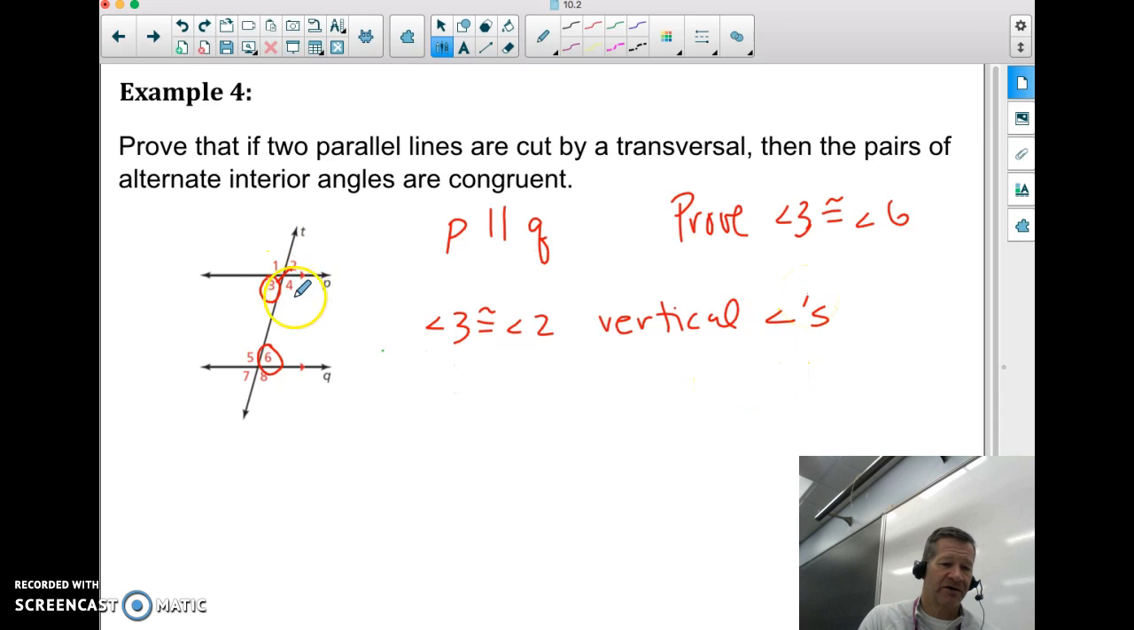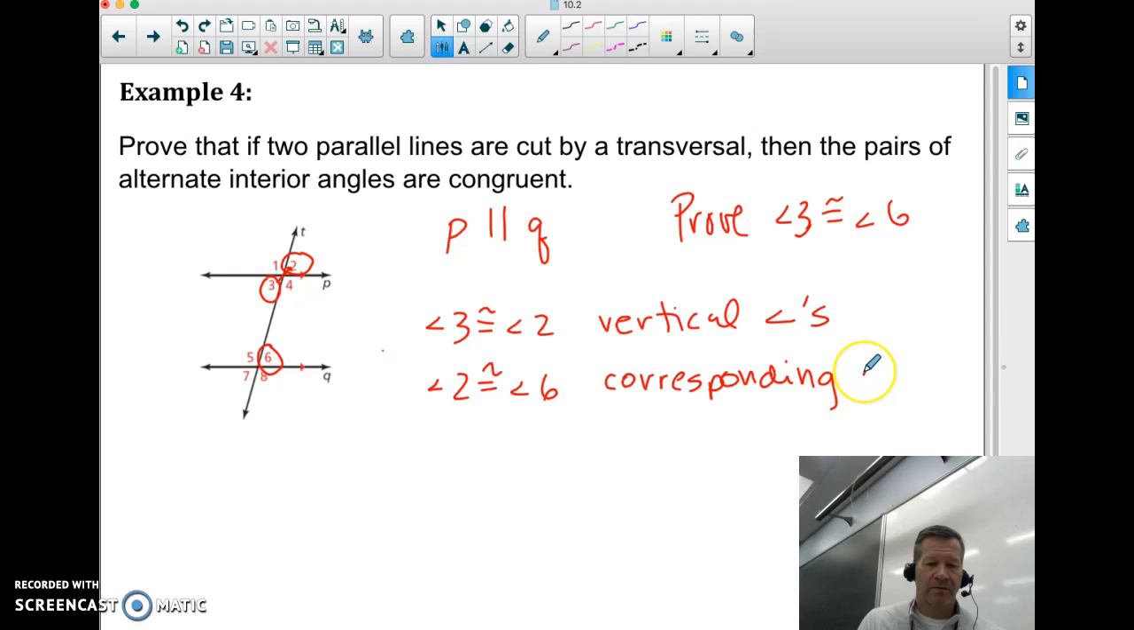Then we learned earlier in this unit that 2 has to be the same as 6 because they're corresponding angles. So angle 2 I know is the same as 6 because they are corresponding angles. Well, what does that tell me then? If 3 is the same as 2 and 6 is also the same as 2, then that means that 3 must be the same as 6. Okay?